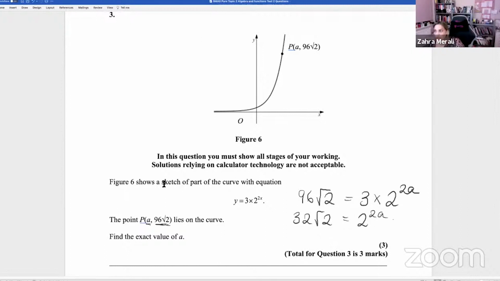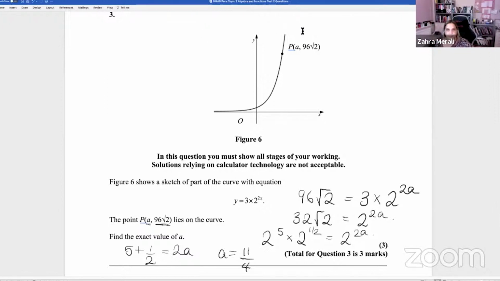32 we know is the same as what? So you know 32 is 2 to the power of 5. So we're going to put everything as 2 to the power of something. It's 2 to the power of 5 times 2 to the half equals 2 to the 2a. So then we add those up. So we get 5 plus a half must equal 2a. So a must equal 11 over 4. And that would be your exact value.